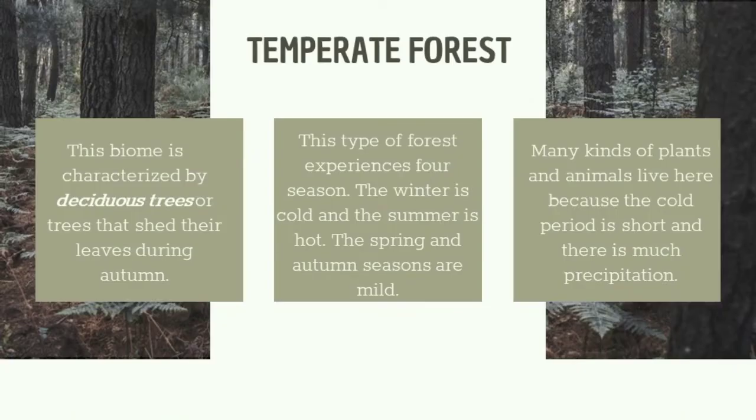This biome is characterized by deciduous trees. When we say deciduous, those are trees that shed their leaves during autumn. That's because temperate forests are found in areas that experience four seasons. So in those regions only, the winter is cold and the summer is hot. The spring and autumn are relatively mild in terms of temperature. So many kinds of plants and animals live here because compared to tundra and taiga the winter is relatively short, and compared to desert there is more precipitation.